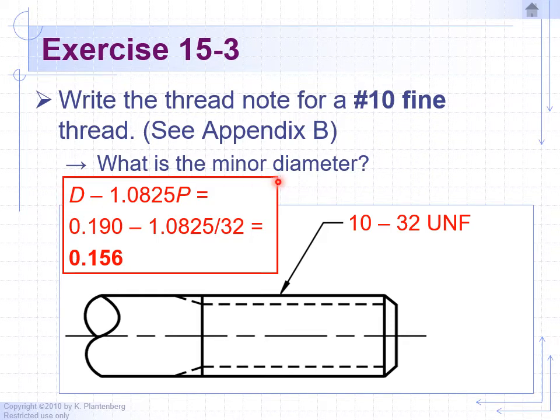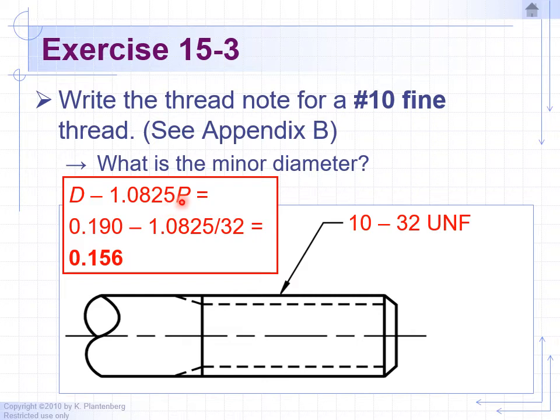Okay, so if you want to calculate the minor diameter, you'll take the major diameter, so the large D is for major diameter. We know the major diameter is 0.19 for a number 10. Look it up on the table, 0.19. And you would subtract 1.0825 times P. That's the pitch.